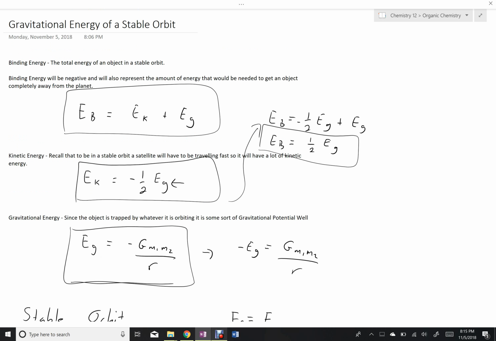Now I'm going to do some problems where I put some specific numbers to this, and we can look at what these energies look like and how they're all related to each other. There's going to be some trickiness with interpreting signs here, but as long as we're careful with our negatives, everything will work out. So that is gravitation. That is energy in a stable orbit.